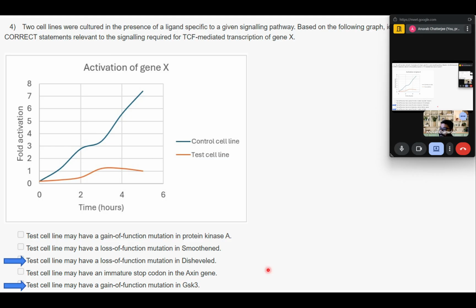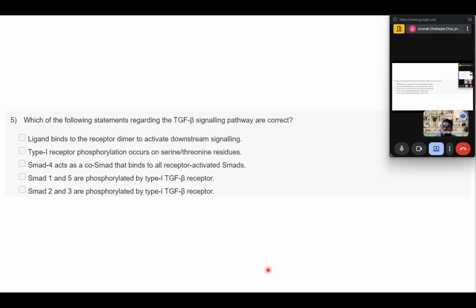Okay, so these were all the correct options, and we move on to the next question. We'll deal with a different signaling pathway now, which is the TGF-beta signaling pathway. Which of the following statements regarding TGF-beta signaling pathway are correct?